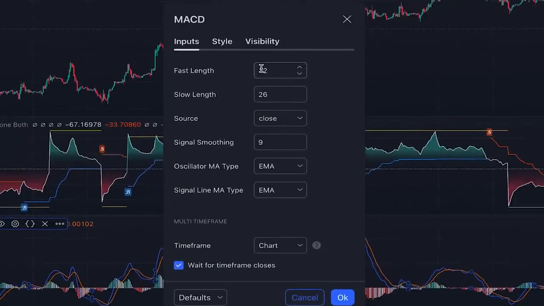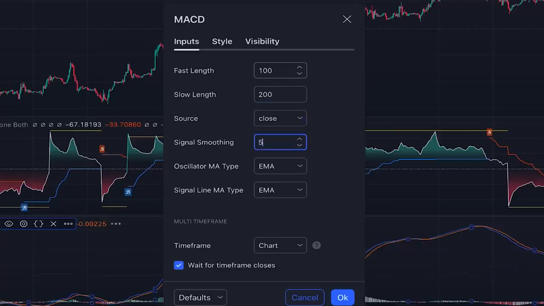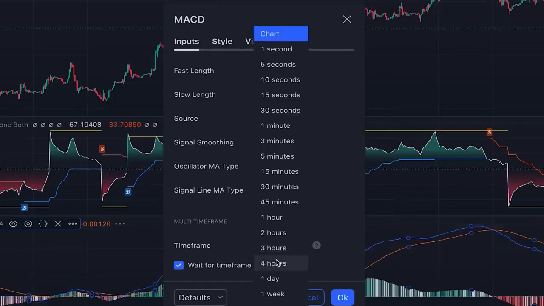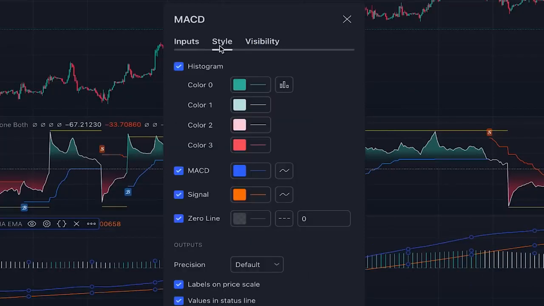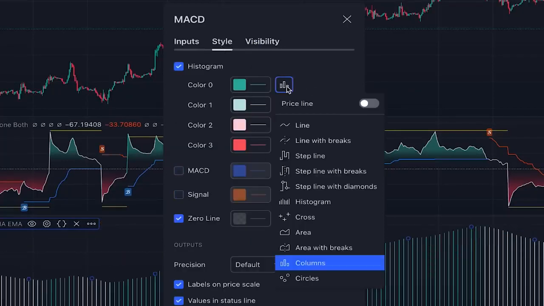Here for the fast length we set it at 100, for the slow length we set it at 200, and for signal smoothing we set it at 50. And then here for the time frame we set it on a higher time frame than our chart time frame. Right now we are on 1 hour time frame, so here we set it on 4 hours time frame. And then here in the style tab we remove MACD line and signal line, and for the appearance of the histogram we set it on area.